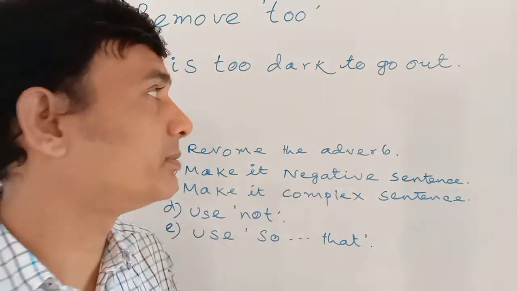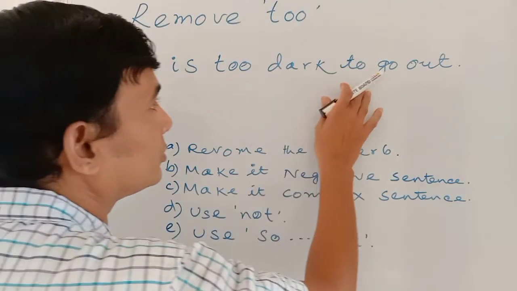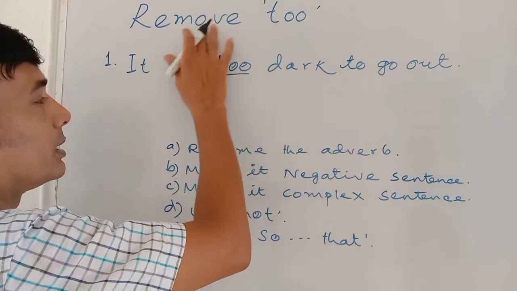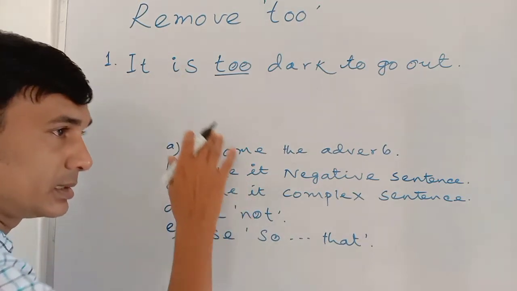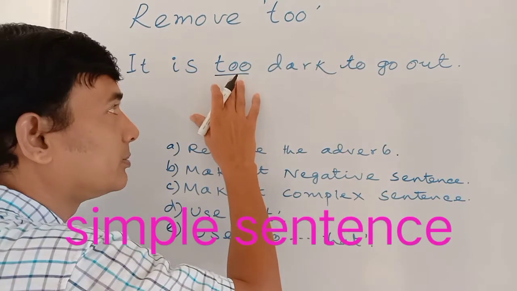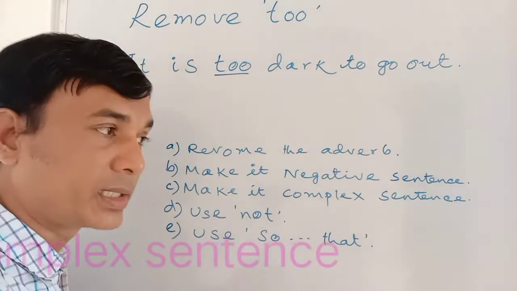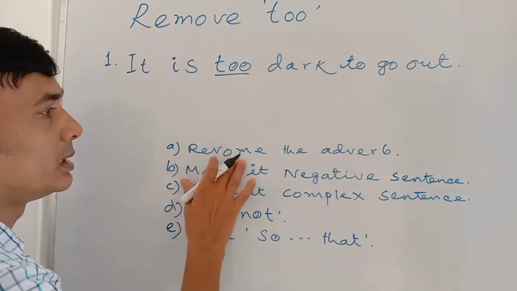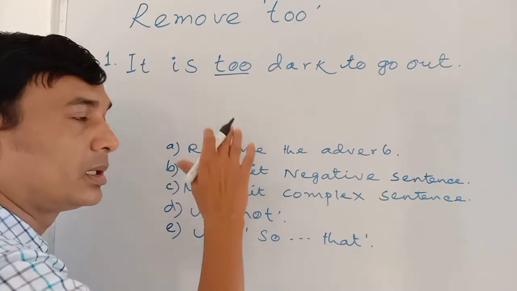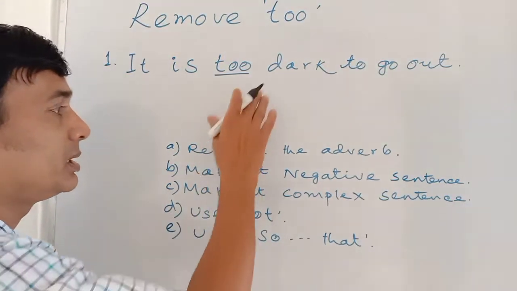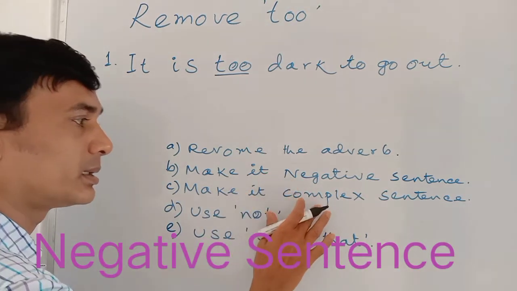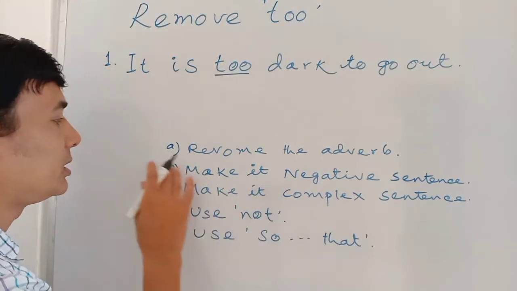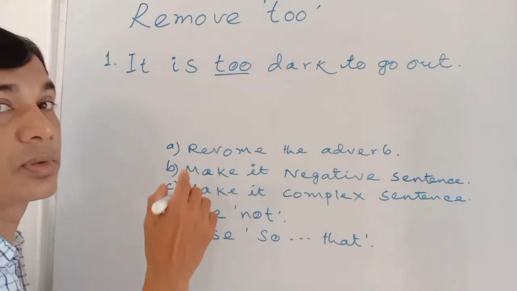Look at the sentence I have written: "It is too dark to go out." Remember this sentence, too. This is "too", and remove "to" from this sentence. This sentence is a simple sentence. When we remove this "to", it will be a complex sentence, and this "to" is also an adverb. Look at this sentence, remove the adverb "to". So when we remove the adverb "to" from this sentence, it will become a negative sentence. At the same time, it will become a complex sentence, and there will be "not" and there will be "so that". All these are the 5 kinds of sentences, but only one answer.